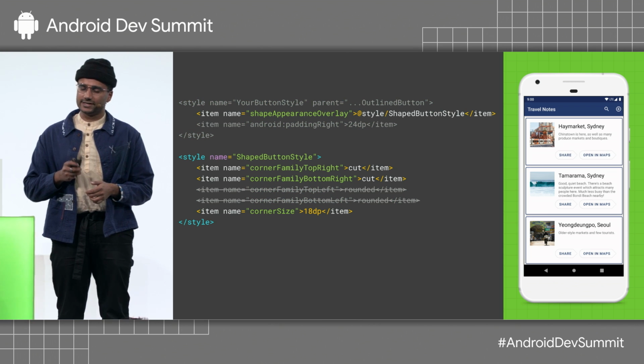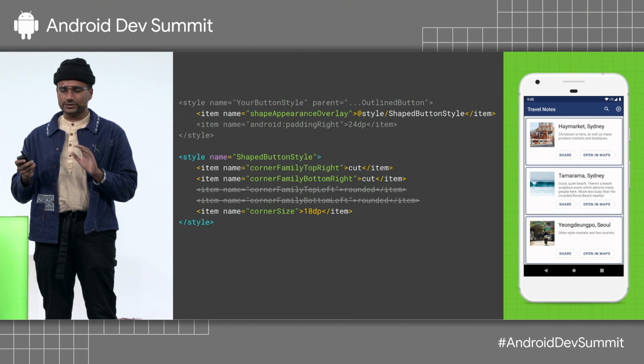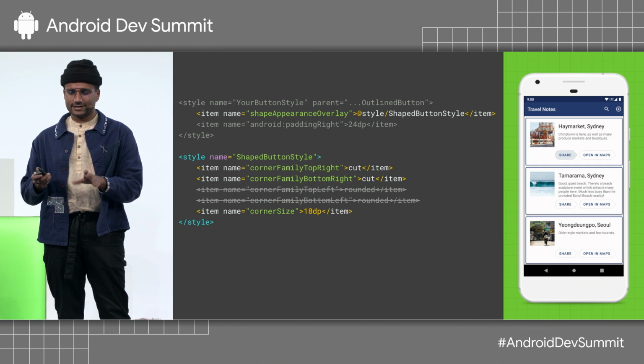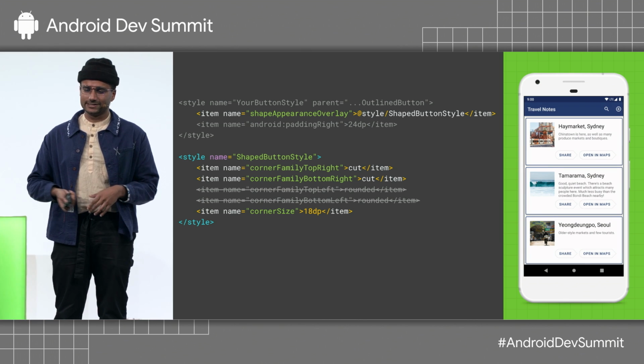You can also do this using a shape appearance overlay. Since buttons have a rounded corner by default, you don't really have to set the rounded corner for the left side. So if you use the shape appearance overlay, you can just set what you're changing, and it'll take effect as normal.